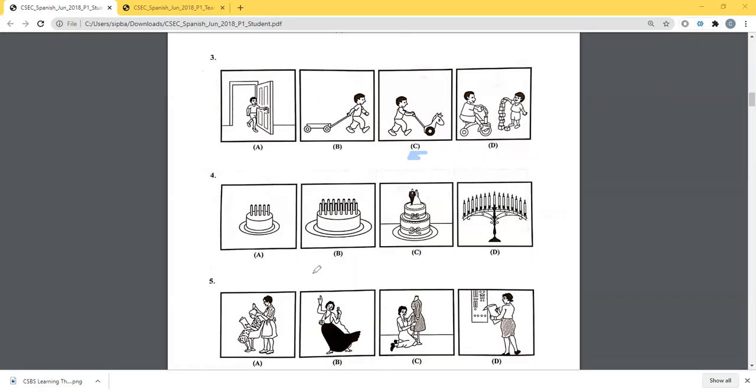La torta de la quinceañera es muy grande. All right, so this one is going to be B. Something really funny. I think nearly every student who does this counts all the candles. All right, so la torta de la quinceañera, it's the cake for the quinceañera.